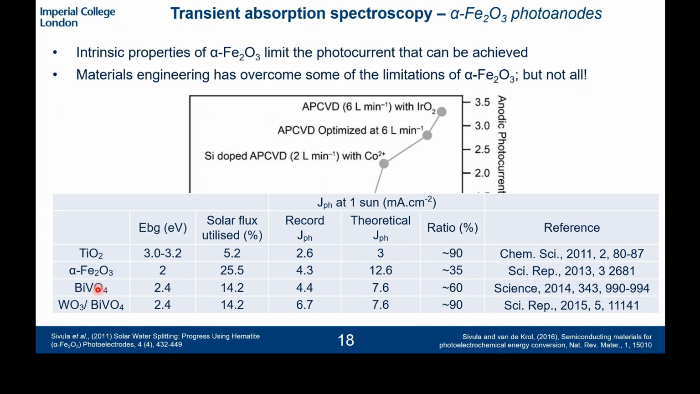But recently, bismuth vanadate, like I say, is relatively new compared to hematite and titania. Titania was studied in the 70s, hematite they started studying in the 80s, and bismuth vanadate was studied in the early 2000s, when it started to get popular. So this is a relatively new material, and it can achieve around two thirds of the efficiency. And when you form a heterojunction with tungsten trioxide to help spatially separate those charges, you can achieve around 90% of what's theoretically possible.